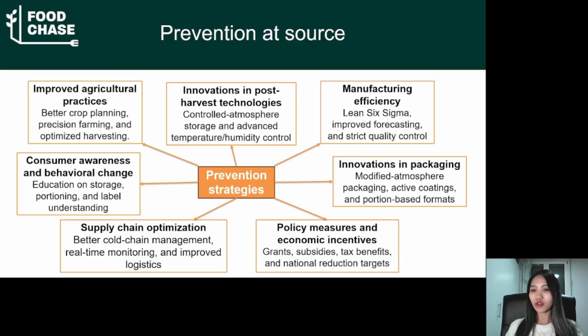Policy measures and economic incentives include grant subsidies, tax benefits, and national reduction targets. Supply chain optimization through better cold chain management, real-time monitoring, and improved logistics. And consumer awareness and behavioral change are always very important. It includes education on storage, portioning, and label understanding.